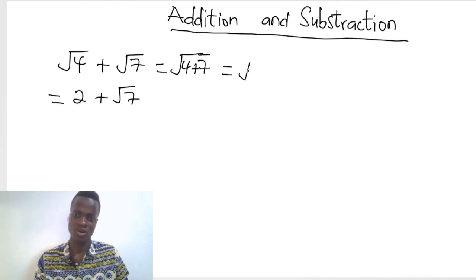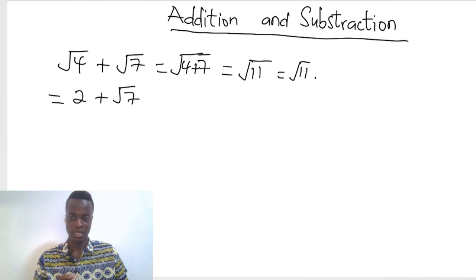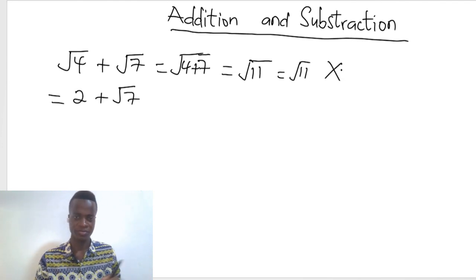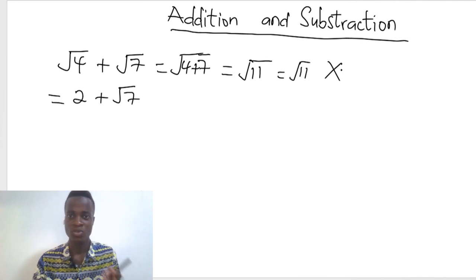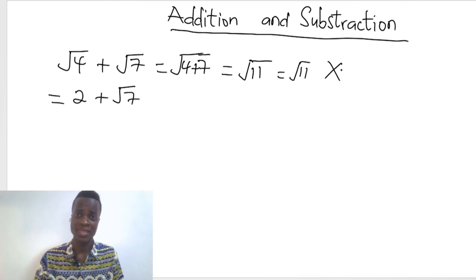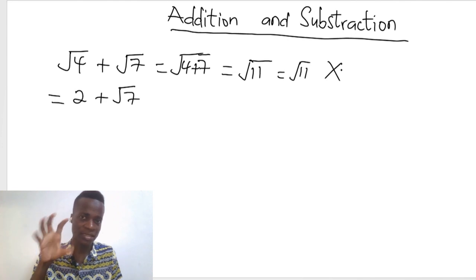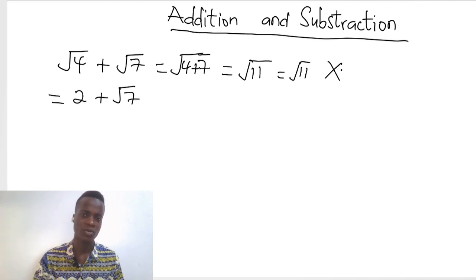So that gives you square root of 11. And square root of 11 is a prime number, so the answer will remain as such. Have this in mind: when you are doing addition or subtraction of surds, you don't touch what is under the square root.